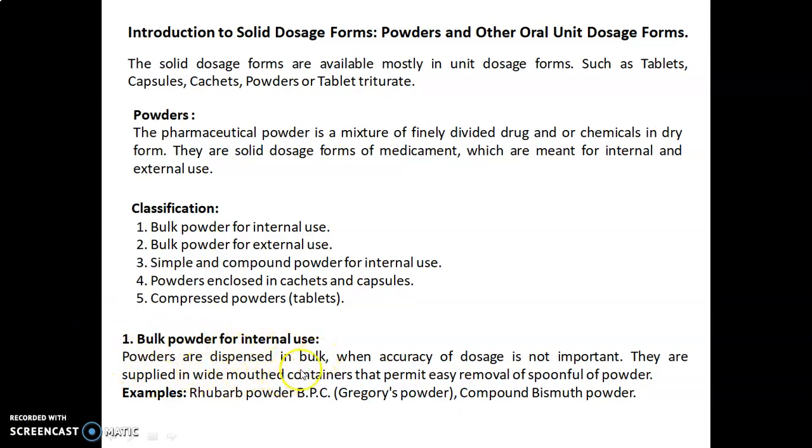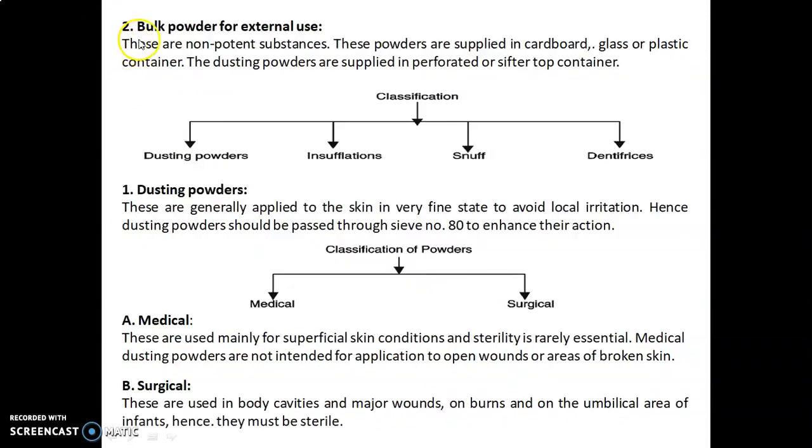Powders are dispensed in bulk when accuracy of dosage is not important. They are supplied in wide mouth containers that permit easy removal of a spoonful of powder. Examples of bulk powder for internal use are rhubarb powder, BPC, that is known as Gregory's powder, and compound bismuth powder. Second one, that is bulk powder for external use.